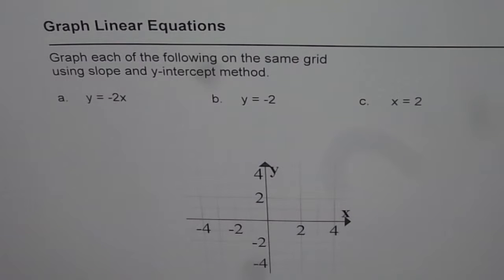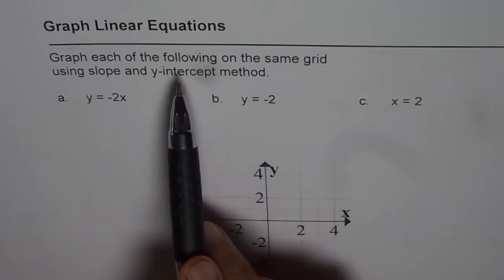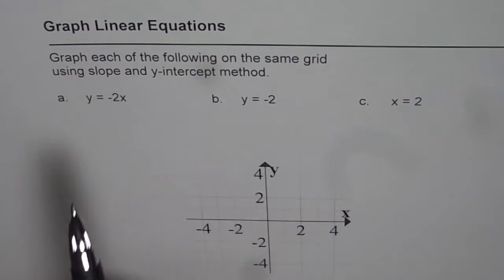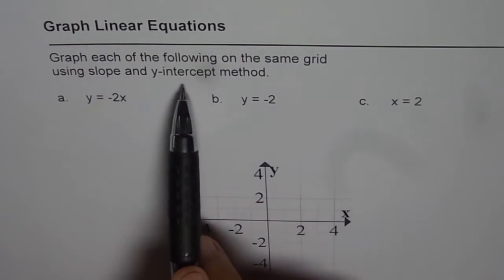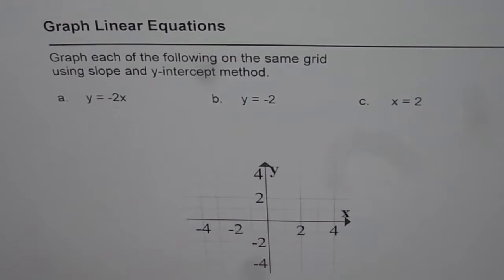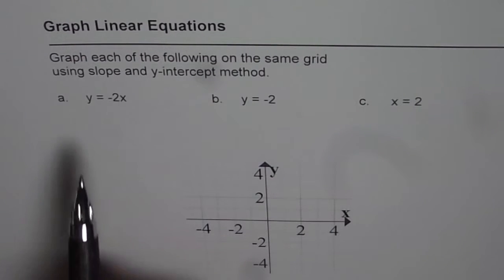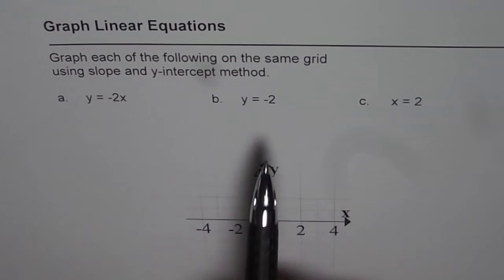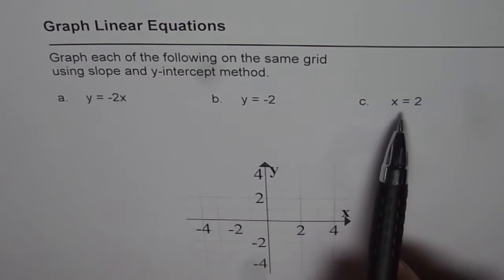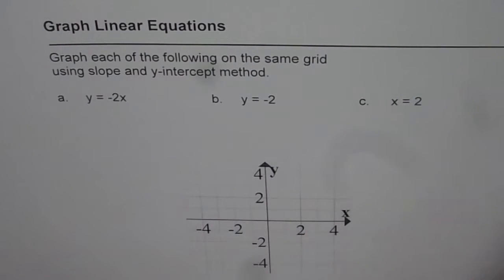Here's a thinking and communication question for you. It says, graph each of the following on the same grid using the slope and y-intercept method. So we have equations for three different lines. The first one is y equals minus 2x, then y equals minus 2, and x equals 2. I'd like you to pause the video, sketch the graph of these lines, and then check with my solution.